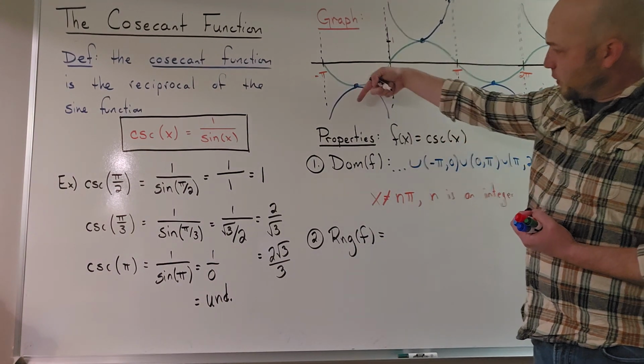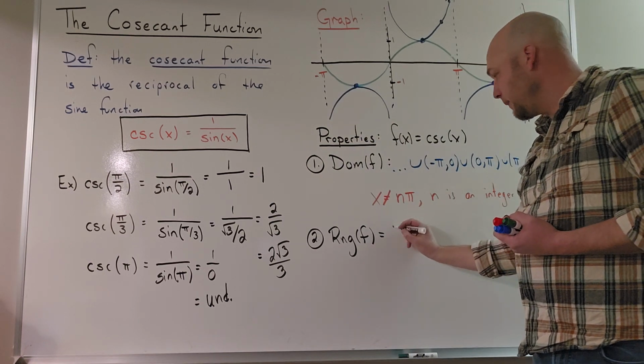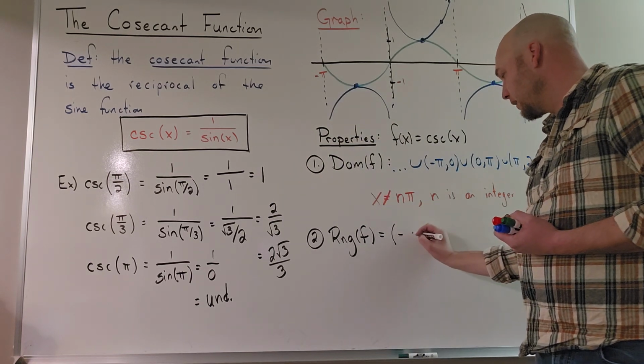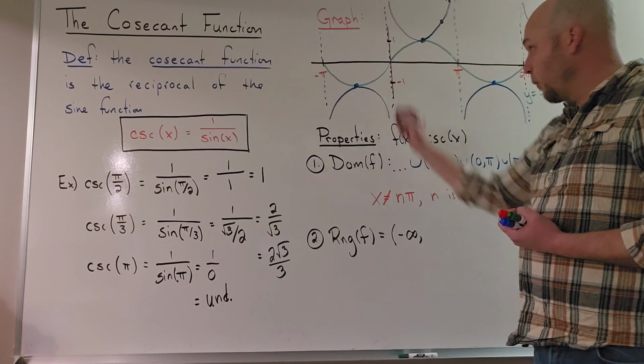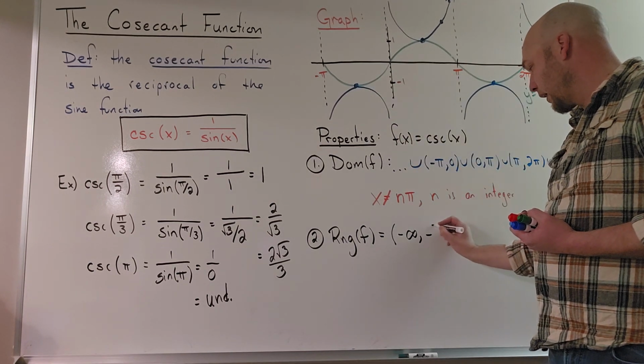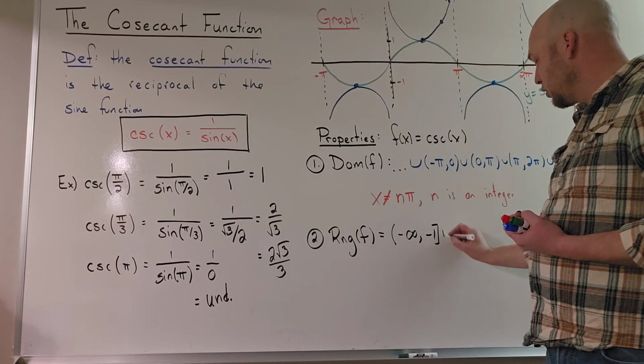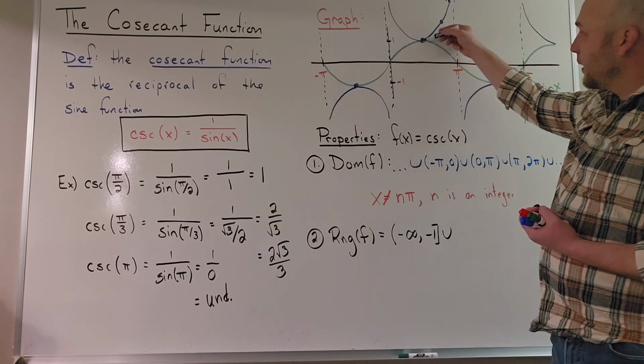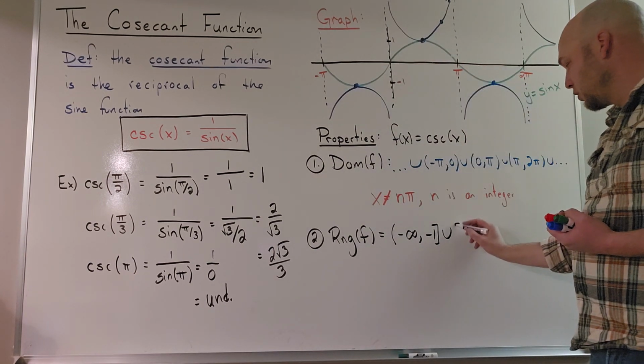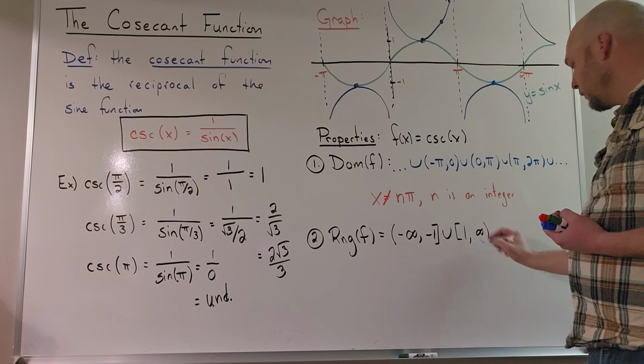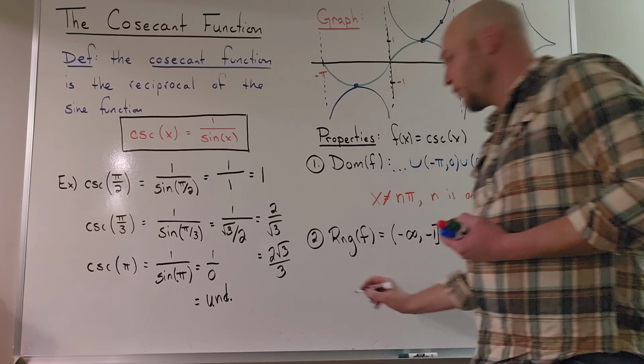But anyway, the graph goes all the way down to, say, minus infinity. So I would have minus infinity up to minus 1. That is a point on the graph. And then union, the y values pick up again at 1, and then it's everything above. So this is union 1 to infinity. 3.